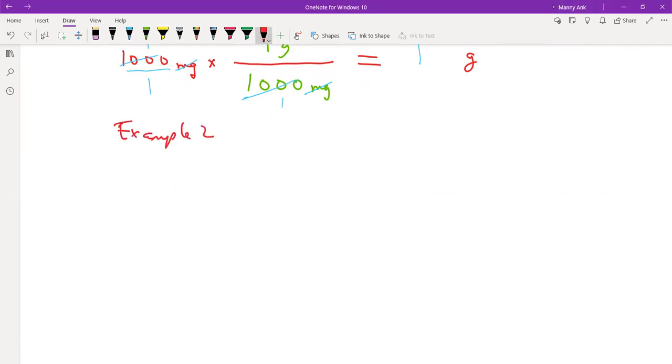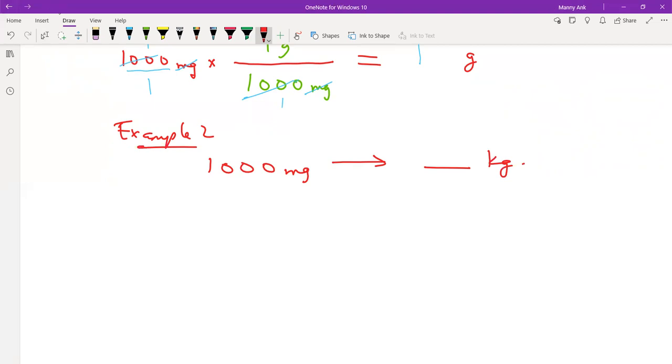Example 2. We have 1,000 milligrams. I want to convert this all the way to kilograms. So let's do the dimensional analysis approach.